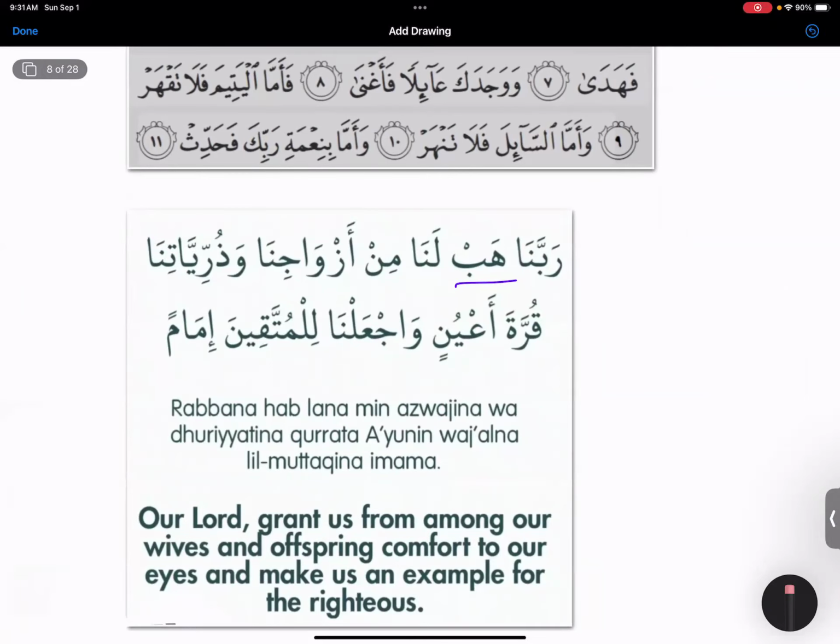qurrata a'yunin. Right, and Qurrata A'yunin is such a beautiful expression. You know, the coolness of our eyes, we say. We don't understand, we just say coolness of our eyes, but literally, imagine that you are in a desert, right? And in the desert, what is common? Sandstorms, right? So when the sandstorms occur, if sand goes in your eyes, it is going to burn very badly, right?